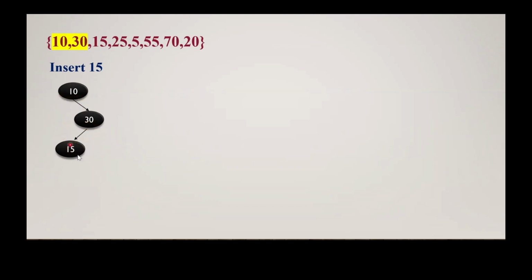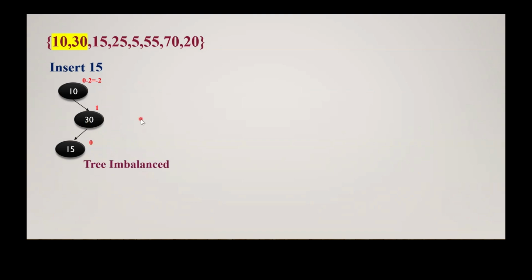The balancing factor for 15 is 0 because it is a leaf node. Then for 30, left is 1, right is 0, so 1 minus 0 is 1. Again, for 10, the left subtree is 0, the right subtree is 2. So 0 minus 2 is -2. Now what happened? The tree is imbalanced.